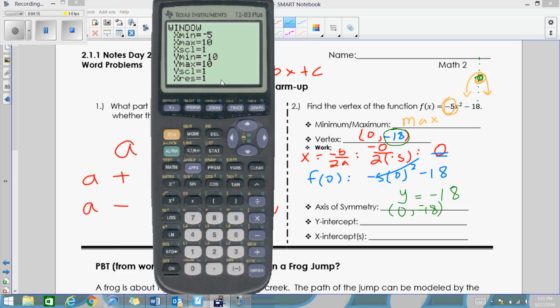x as I can. I'll put that at negative 5. I'll put my x max at 5. What I really need to see is more y values. So since I know my axis of symmetry is at negative, my vertex is at negative 18, I'm going to make my y minimum negative 20. All right, and we know it's opening downward, so we're going to make our max 0.